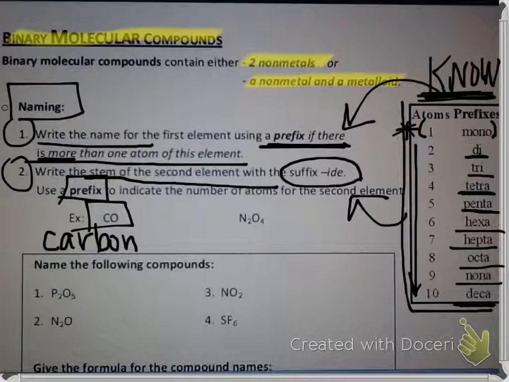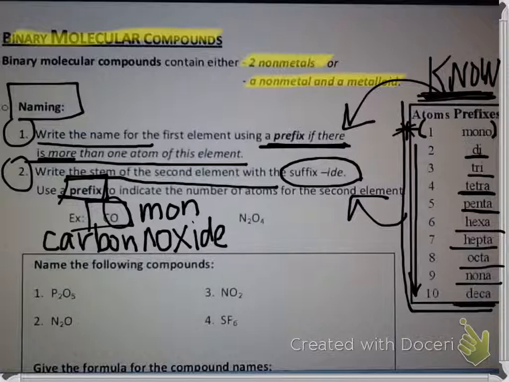The second element here is oxygen. For the second element, we're going to use the stem of the second name. The stem of oxygen is ox. And now we're going to add "ide." But I'm missing something here. We're missing a prefix to the name. Because there's only 1 oxygen, we're going to use the prefix mono. However, if we write monoxide, that looks very funny, doesn't it? Whenever you have an O, you're just going to get rid of the O on the mono. So it's just going to be literally monoxide.